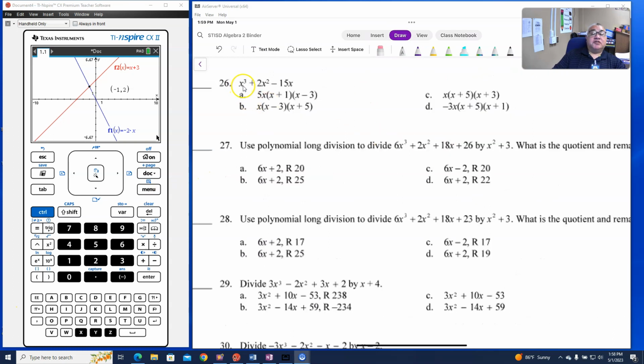So we're going to factor x cubed plus 2x squared minus 15x. You want to find the greatest common factor. In this case, it's x. So you have x squared plus 2x minus 15. And then you want to find the factors of negative 15 that add up to give you 2x. So it's x plus 5 and x minus 3. So your answer is B.